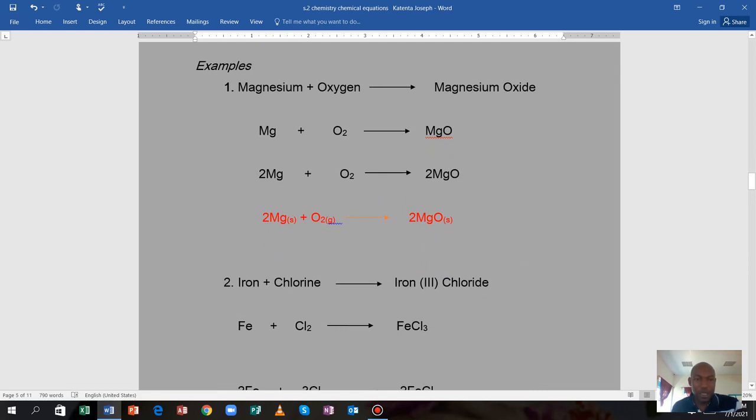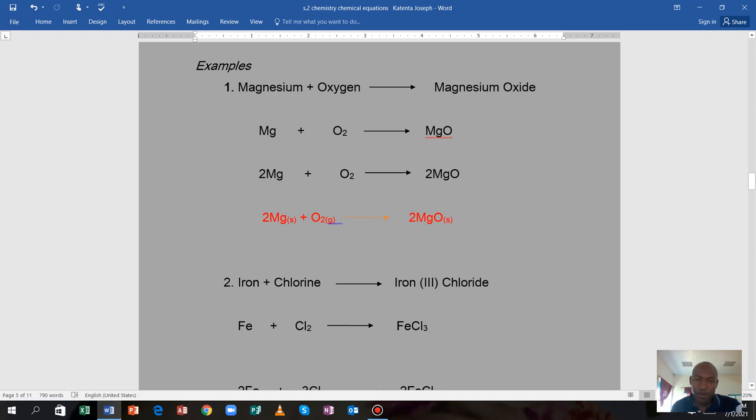Example 1. Magnesium is combining with oxygen gas to form magnesium oxide. Our first step is to write the symbols and formulae of all the substances correctly. Magnesium, oxygen gas, and then magnesium oxide. Step 2, let's check if this equation is balanced. I can see that on the left we have 1 atom of magnesium and on the right it's 1 atom of magnesium.